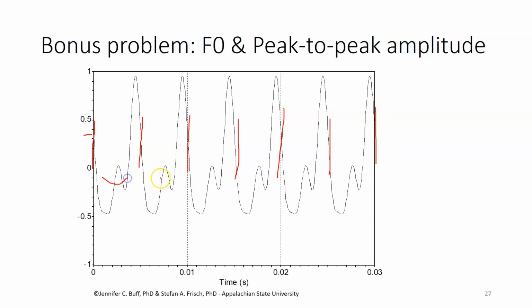I have 2 cycles over a period of 0.01. 2 divided by 0.01 is 200 Hertz frequency. And then peak-to-peak amplitude is the distance from this highest peak down to this lowest trough. Lowest trough is around minus 0.5, maybe a little short of it. Highest peak is around 1, but definitely a little bit short of it.